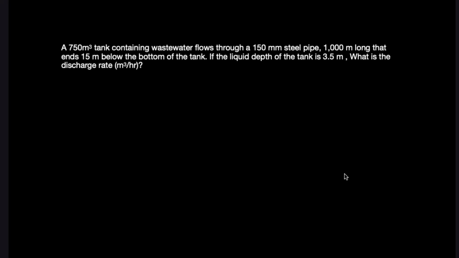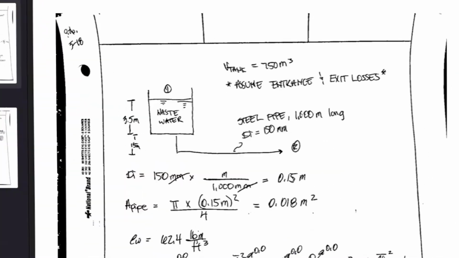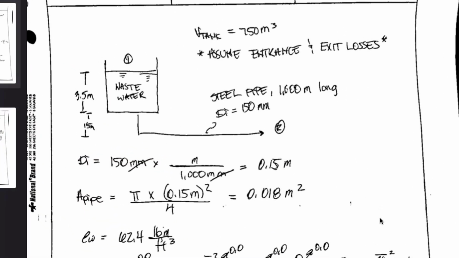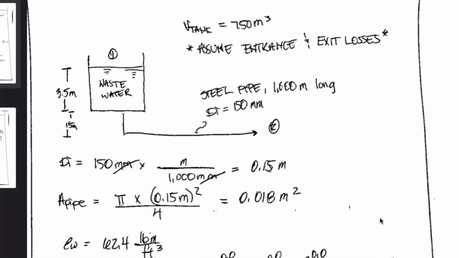So it says a 750 cubic meter tank containing wastewater flows through a 150 millimeter steel pipe. The pipe is 1,000 meters long and ends 15 meters below the bottom of the tank. The liquid depth of the tank is 3.5 meters. What is the discharge rate? All right, so let me bring up my solution here.